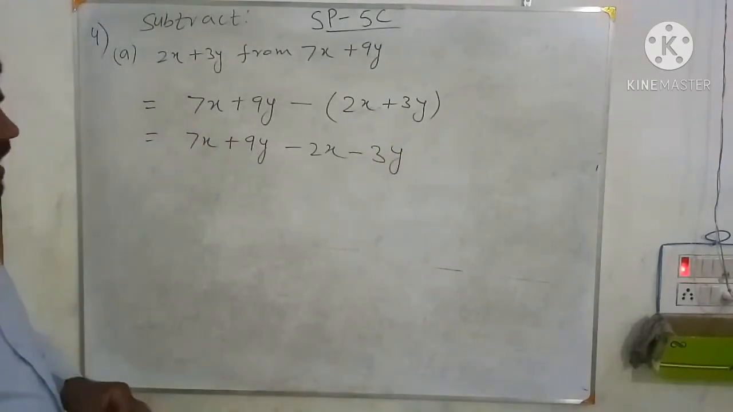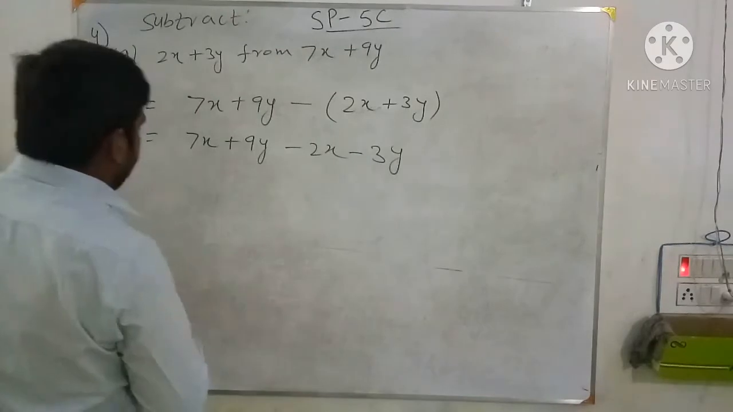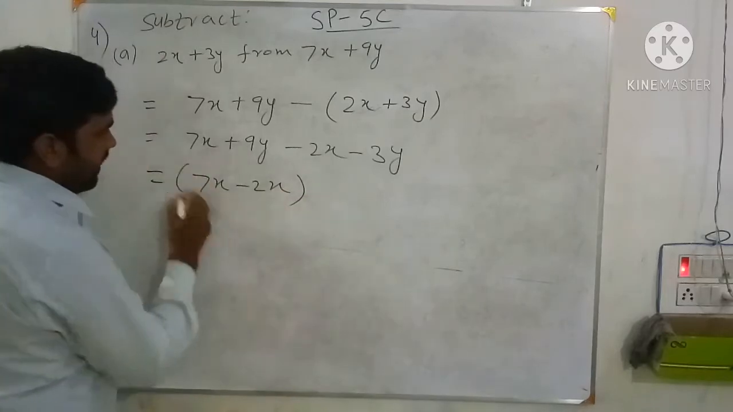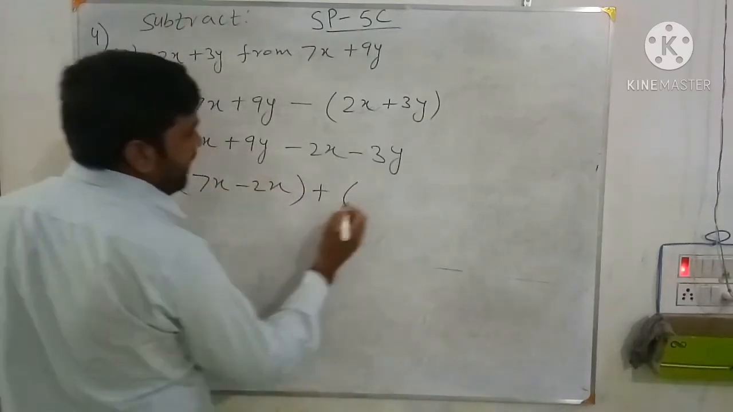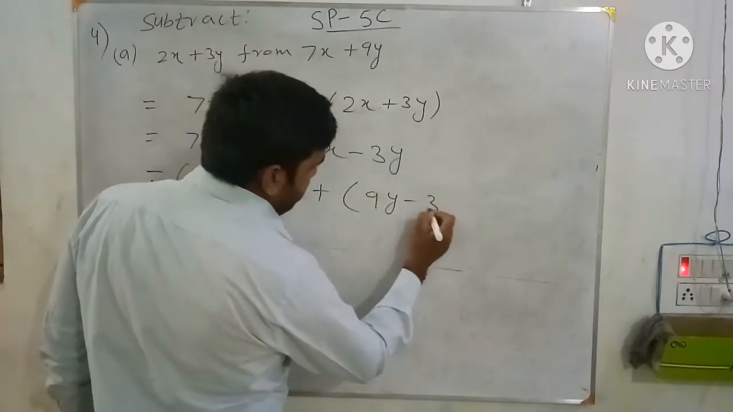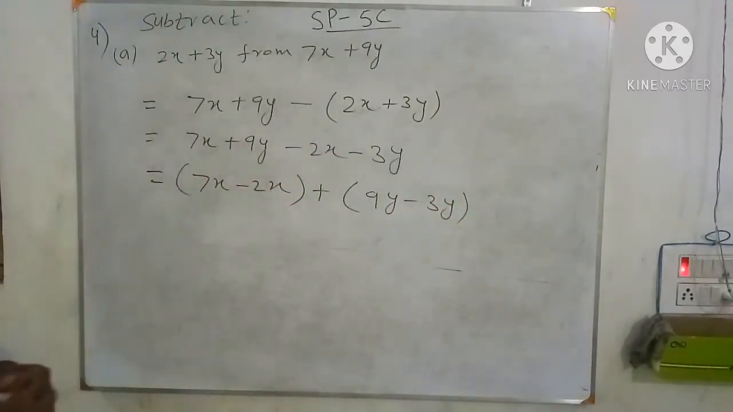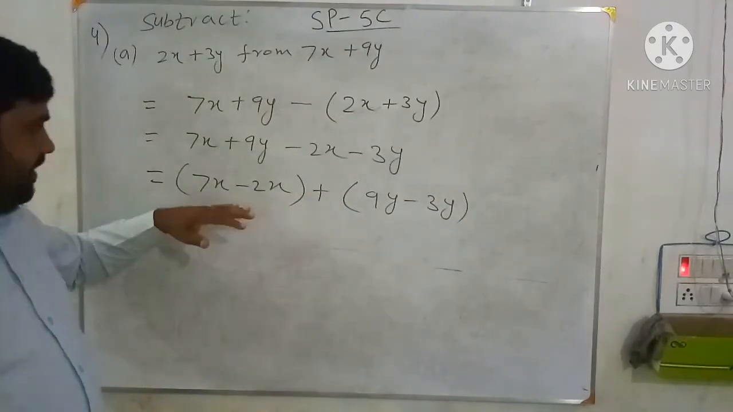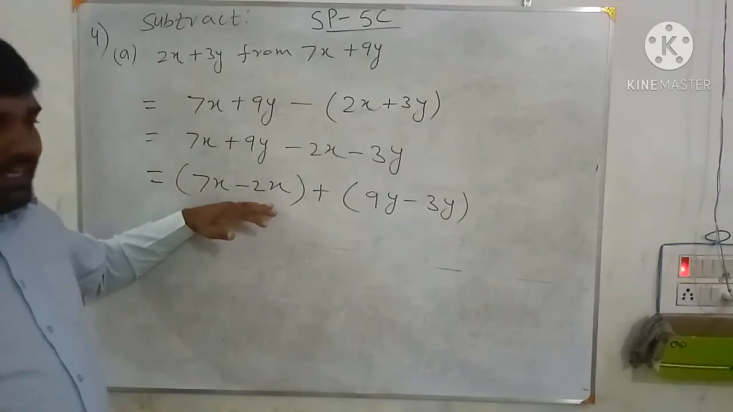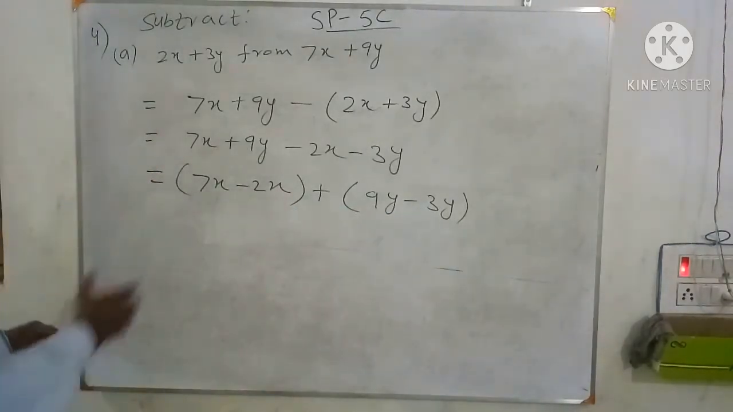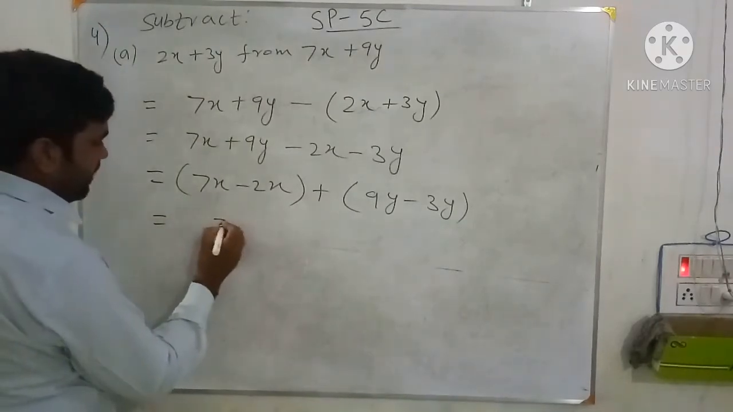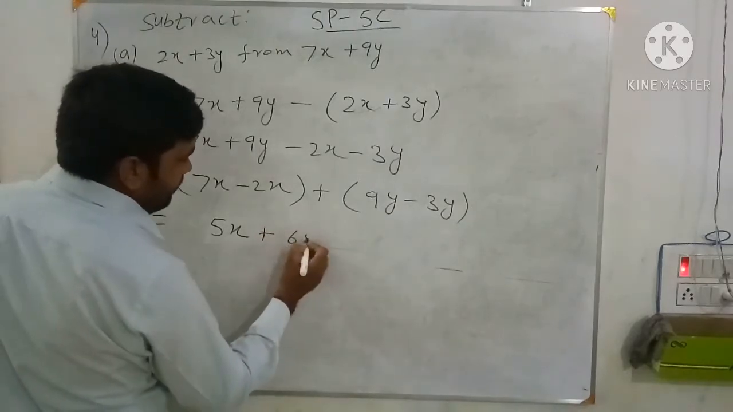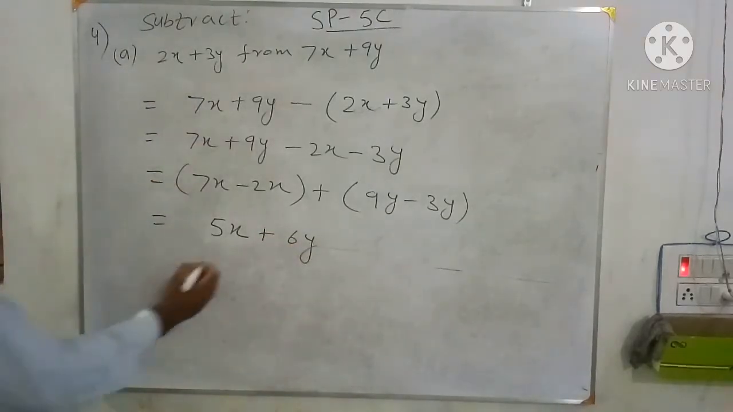Now we make a group of the like terms. 7x minus 2x in one bracket, plus the group of the y terms, 9y minus 3y. We will make a group of variable x and a group of variable y. Now from 7x you subtract 2x, what you get? 7x minus 2x gives you 5x. Now 9y minus 3y gives you 6y. So 5x plus 6y is the final answer.